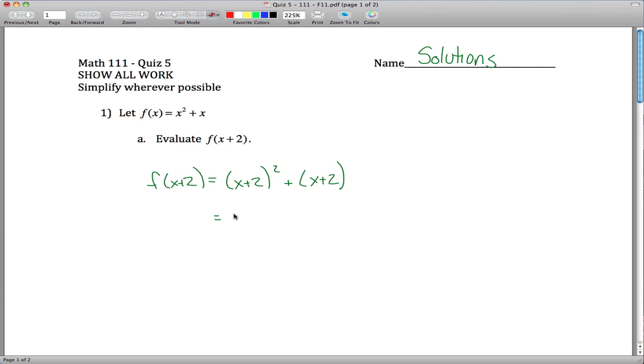This guy over here we can FOIL out and get x squared plus 4x plus 4. And over here we got the x plus 2. And now if you combine like terms, you get x squared plus 5x plus 6. And that's it. That's f of x plus 2. Maybe I'll throw a box around it.